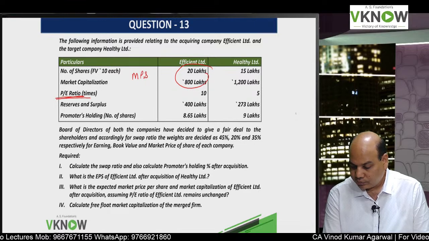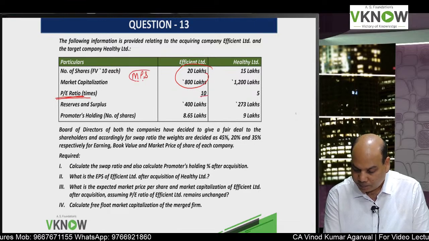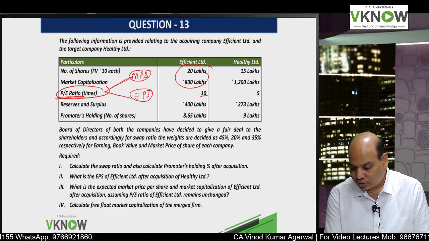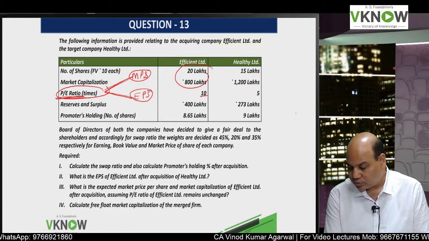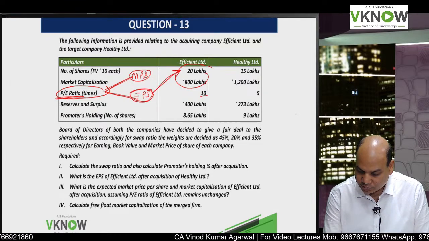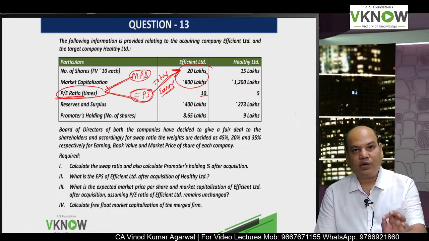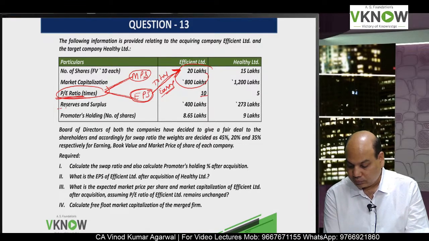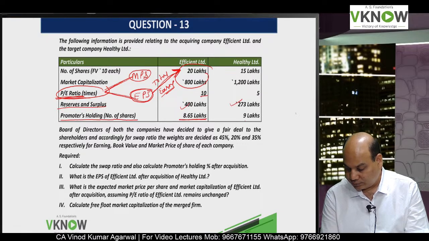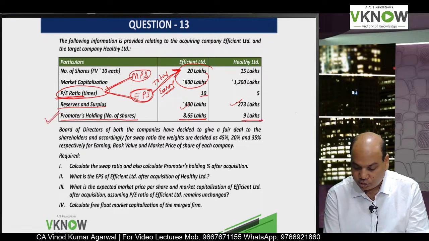P/E ratio is 10 and 5. So if MPS is known, P/E ratio is known, the student can find out EPS also. MPS divided by P/E ratio will give you EPS. EPS multiplied by number of shares will give you total earning. So these are some missing figures which you have to find first. Reserve and surplus is given. Promoter holding in number of shares is given. Shares held by promoter.